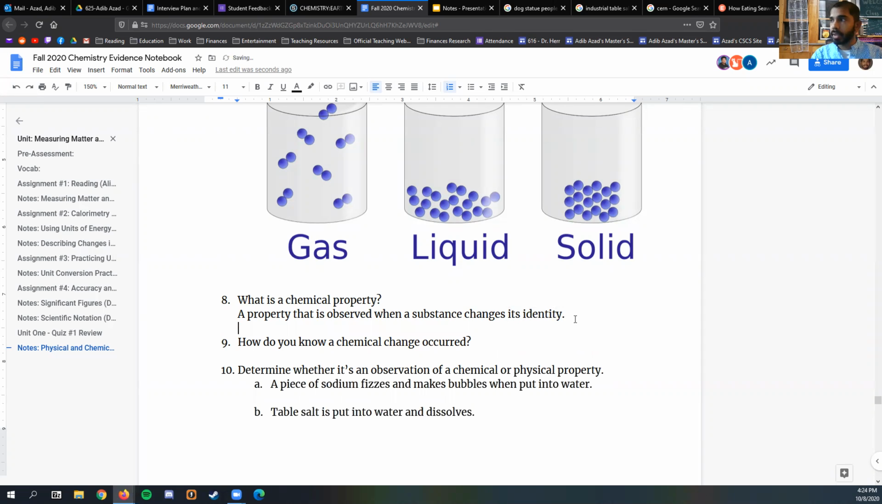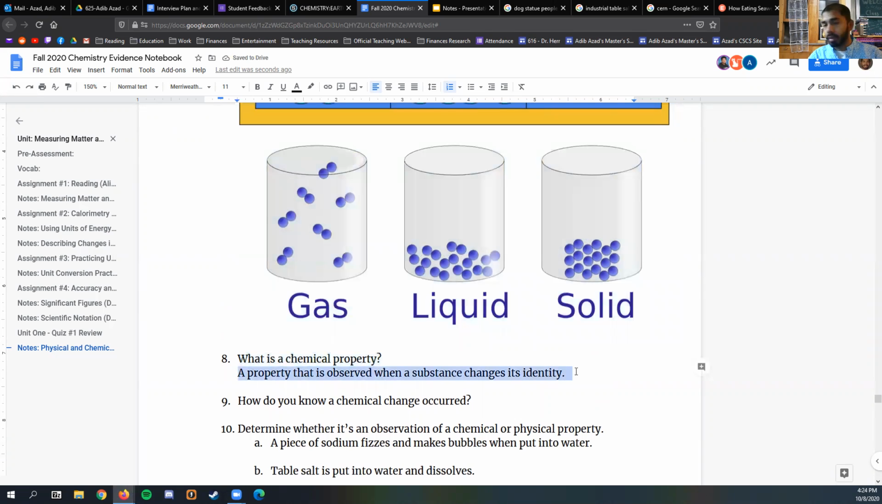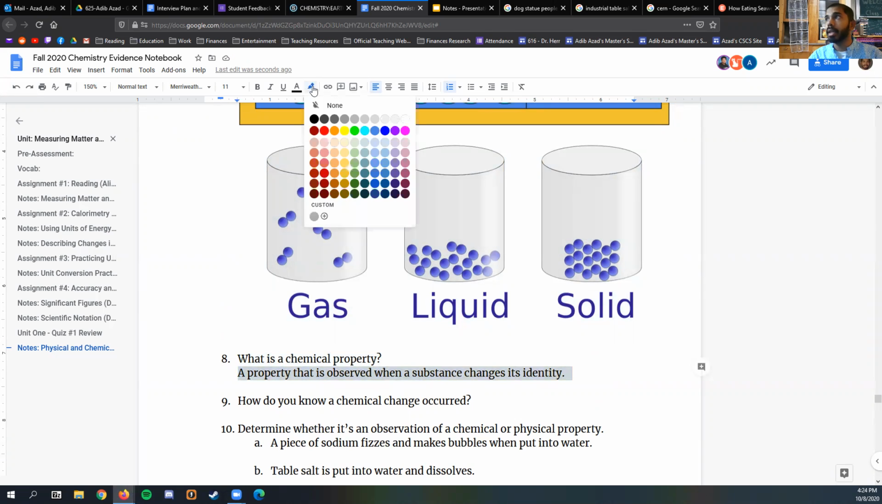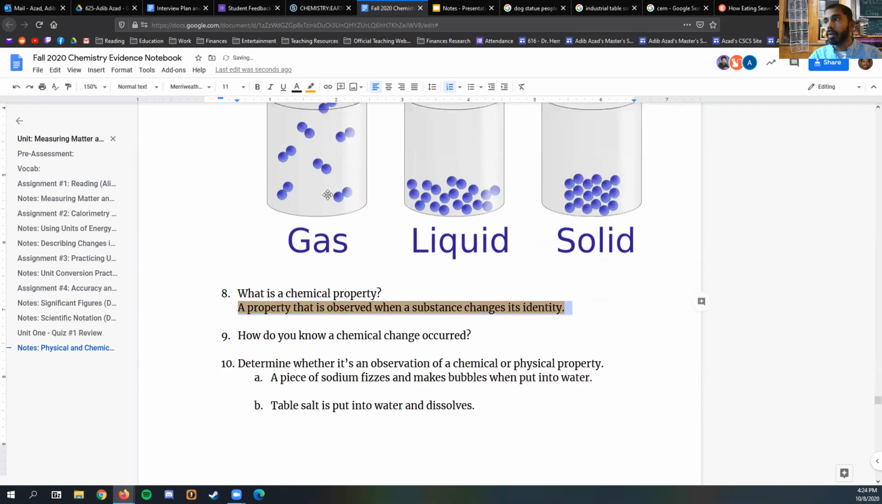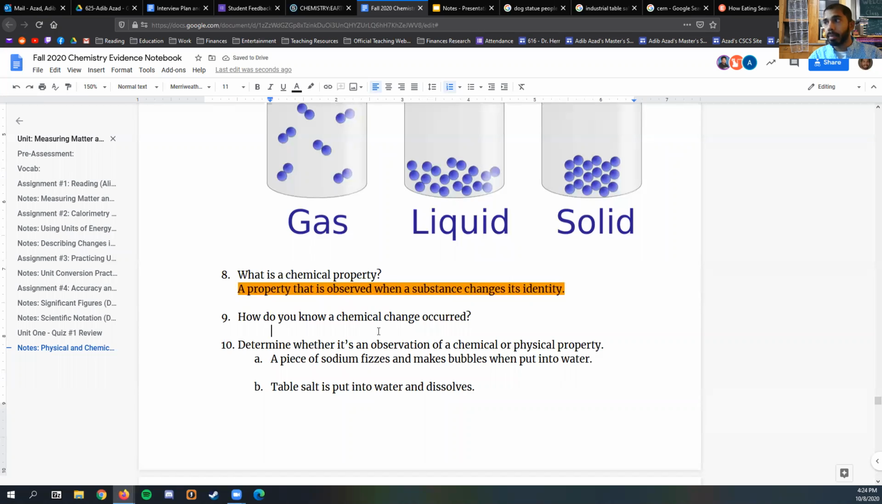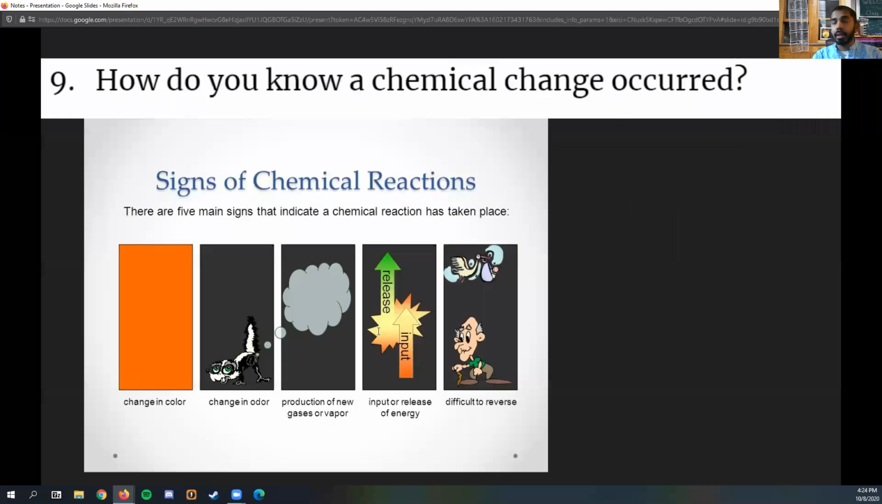Fantastic. And there's a list of observations that can be made for when an object changes its identity, and we'll talk about that right now. How do you know a chemical change occurred? This is arguably one of the more important things you'll figure out this year in chemistry, and it's the signs of a chemical reaction. And so a change of color, right? That's our first sign of a chemical reaction.